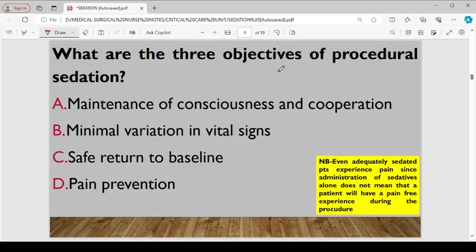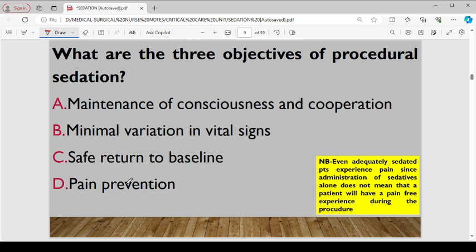All right. So, guys, I have a question here. What are the 3 objectives of procedural sedation? What should these be? Maintenance of consciousness and cooperation, minimal variation in vital signs, safe return to baseline, pain prevention.